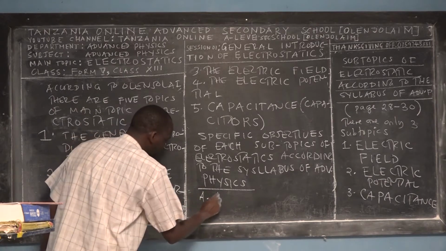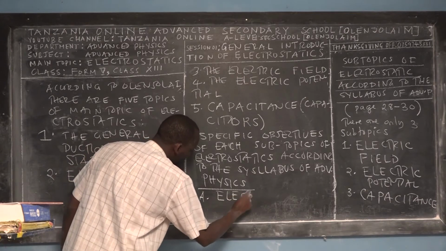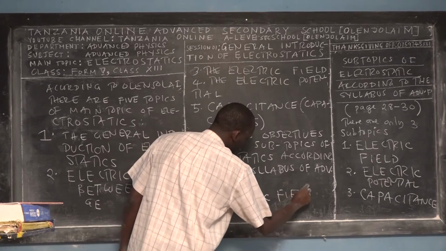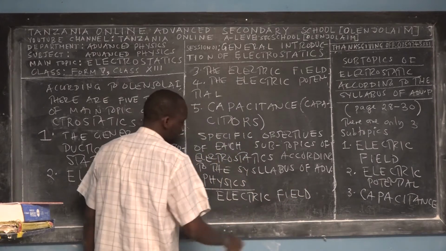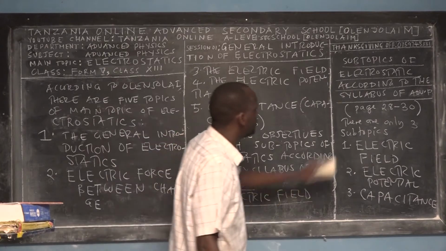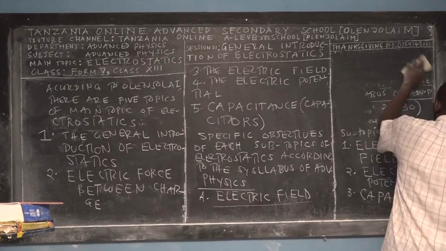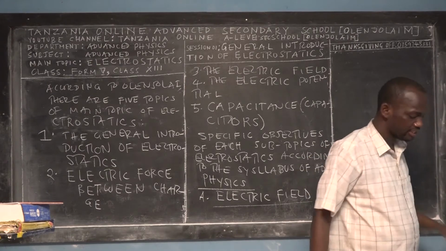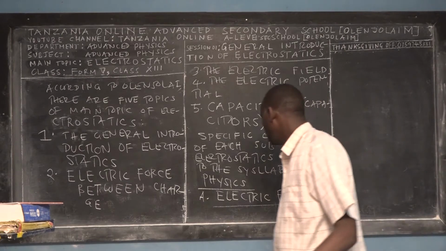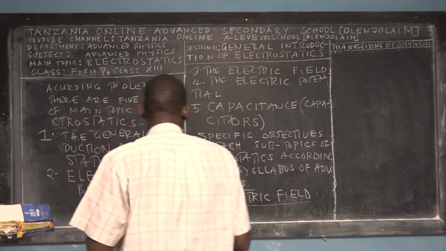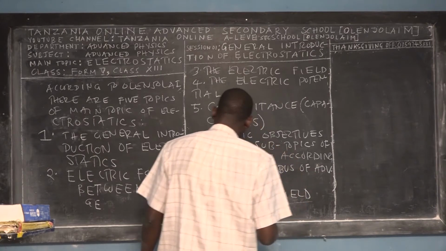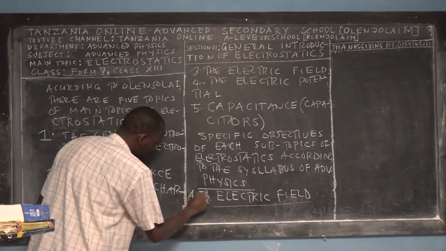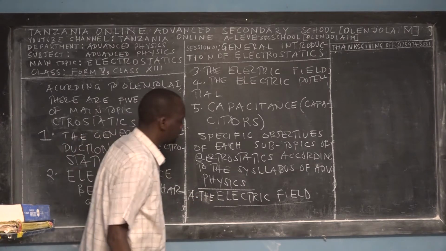So let us start with the first one. It's called the electric field. We want to know the specific objectives that the Tanzania Institute of Education lays out for students to achieve at the end of the subtopic of electric field. Electric field.